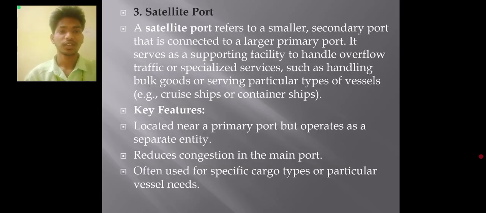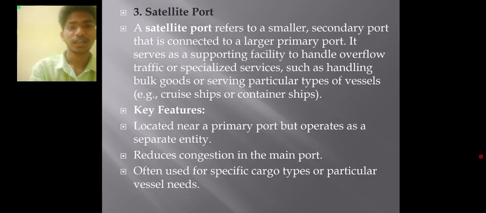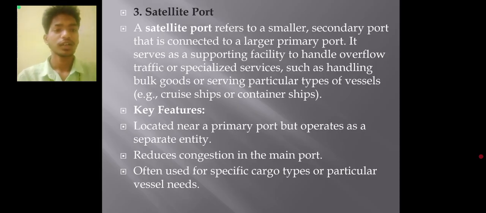We can see the third one is satellite port. A satellite port refers to a smaller secondary port that is connected to a larger primary port. It serves as a supporting facility to handle overflow traffic or specialized services such as handling bulky goods, serving particular types of vessels. Example, cruise ships or container ships. That means in the satellite port heavy loads are handled.